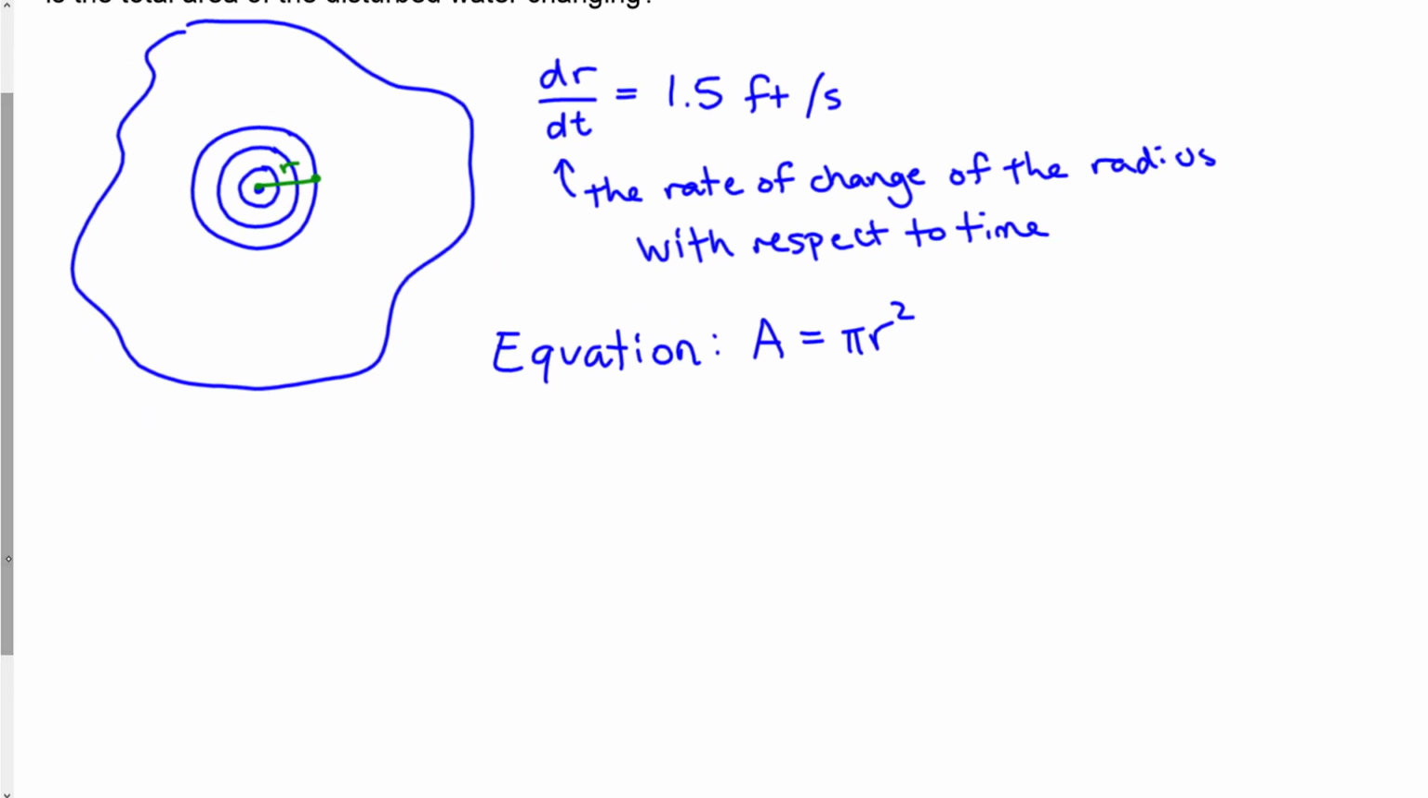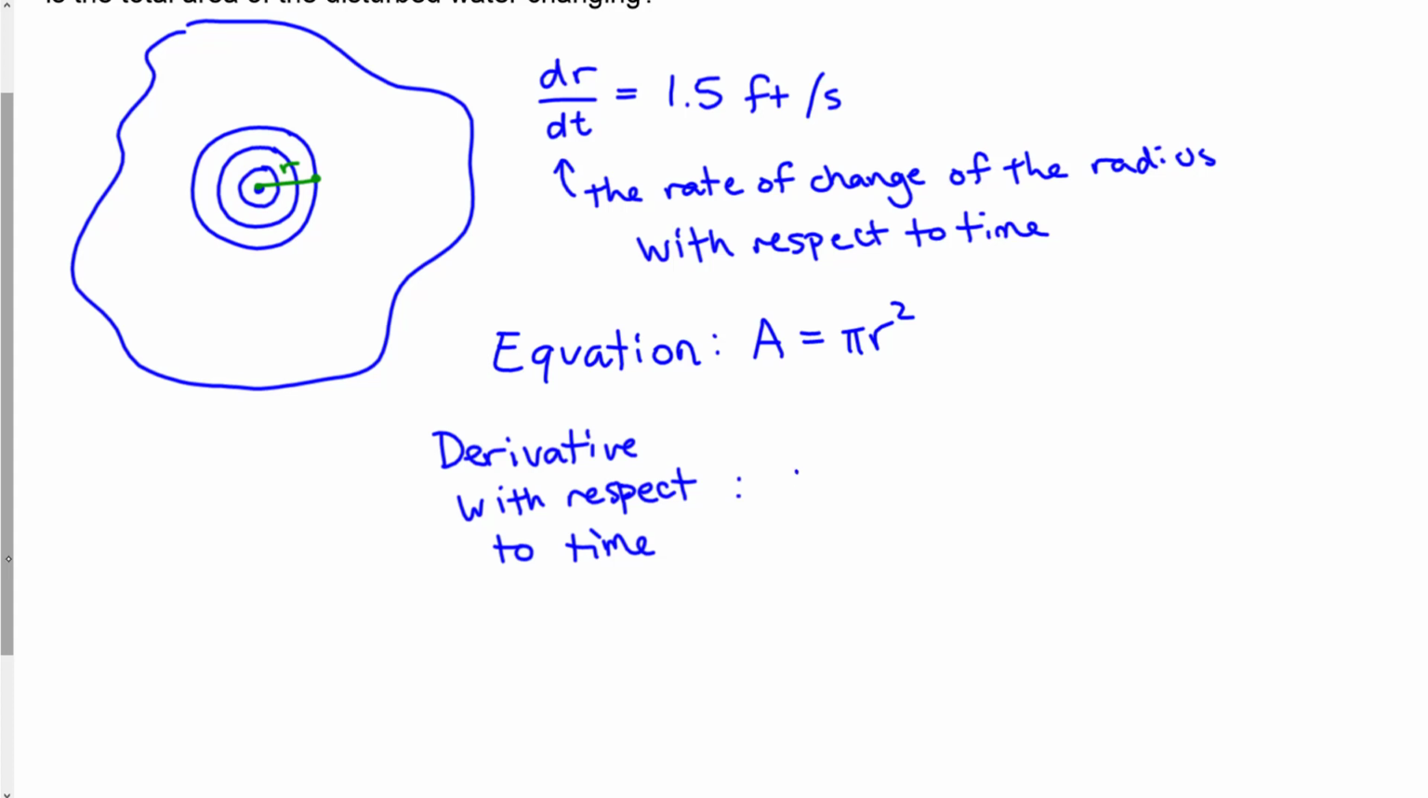Now we're going to get our derivative with respect to time. And time is not a variable that exists in this equation, so we have to kind of introduce it. All right, now I'm going to differentiate the variable A with respect to time. So I go ahead and differentiate as I would normally.